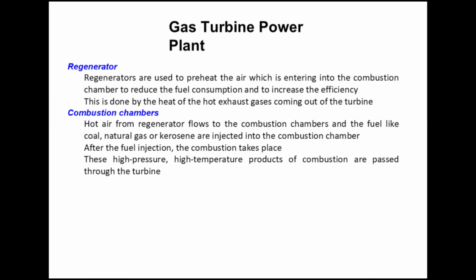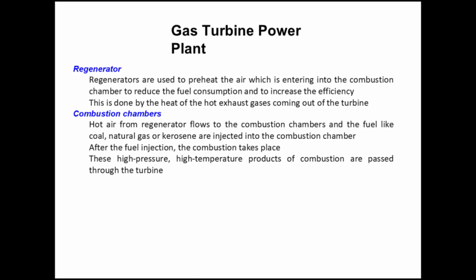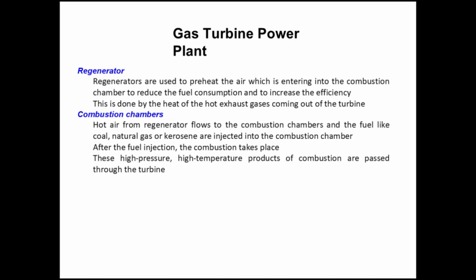Gas turbine power plant. Regenerator. Regenerators are used to preheat the air which is entering into the combustion chamber to reduce the fuel consumption and to increase the efficiency. This is done by the heat of the hot exhaust gases coming out of the turbine.